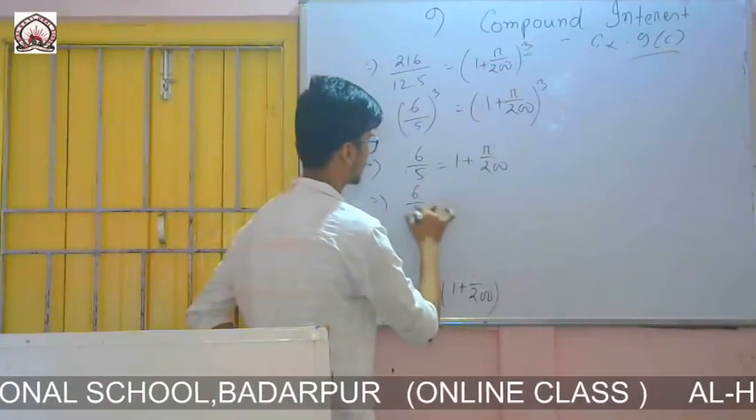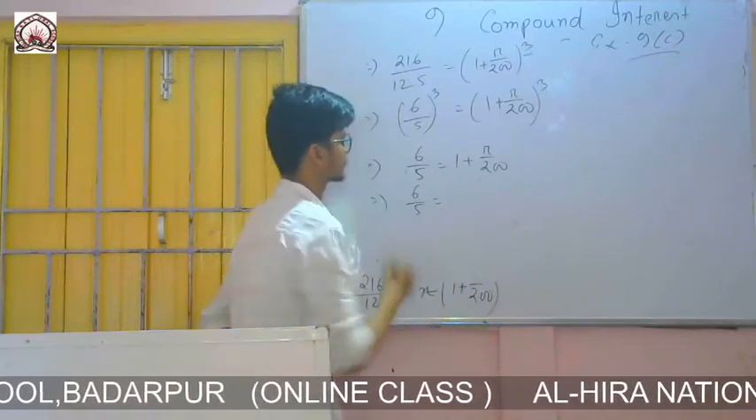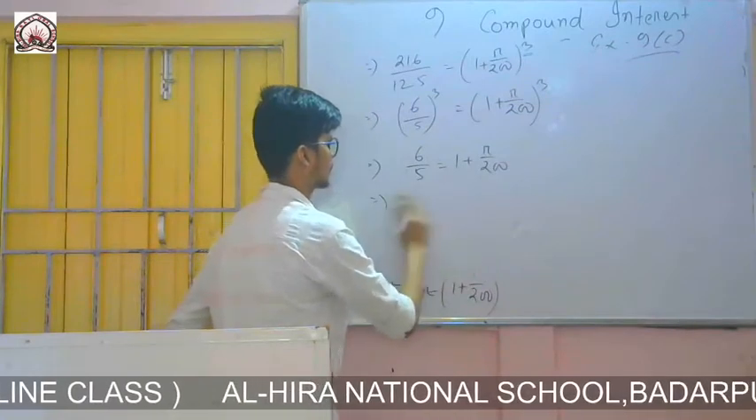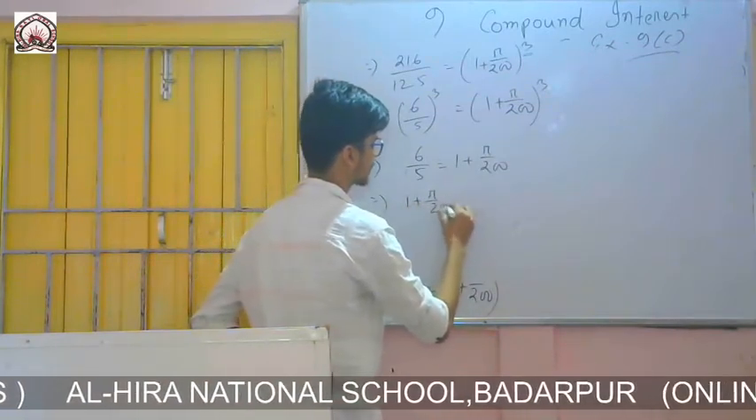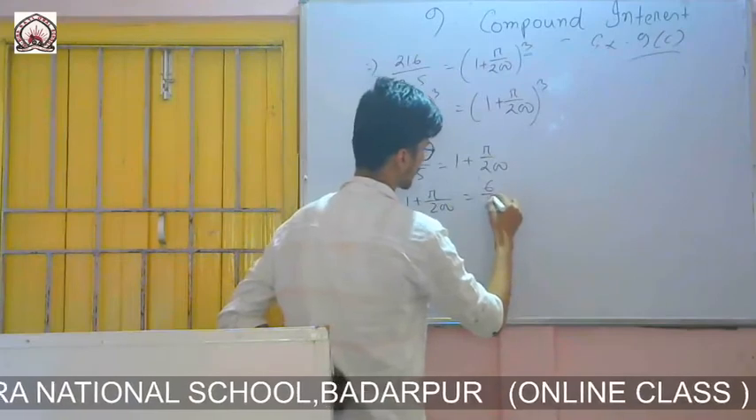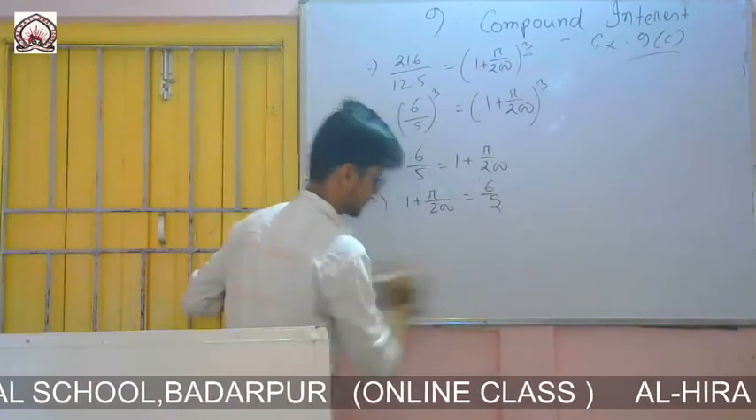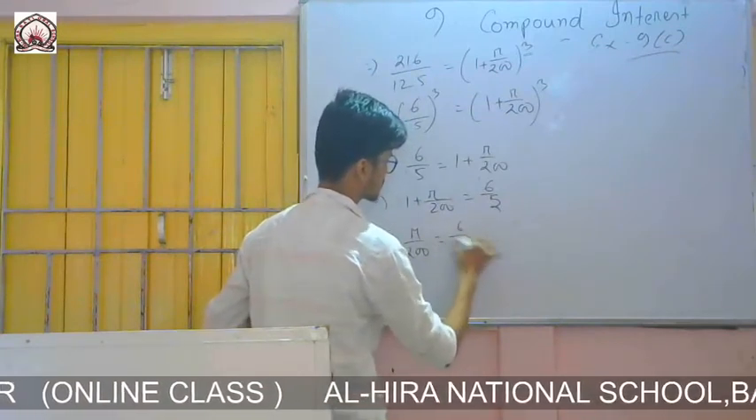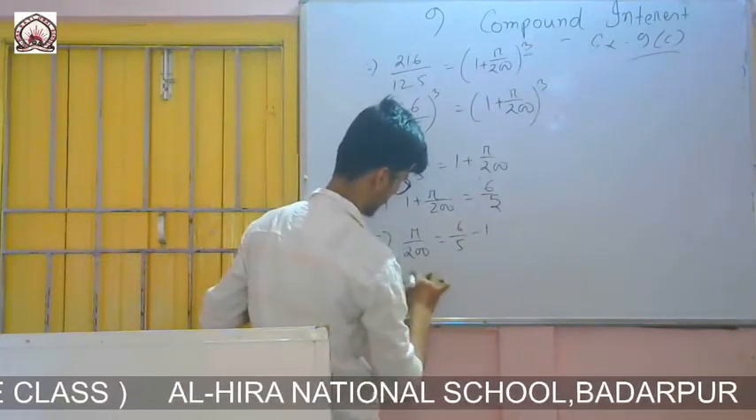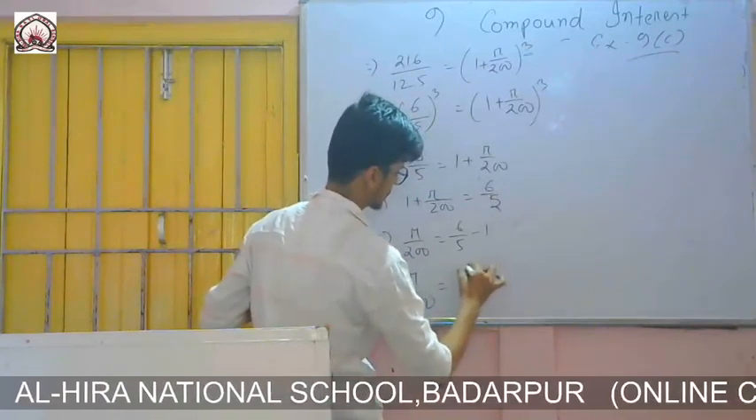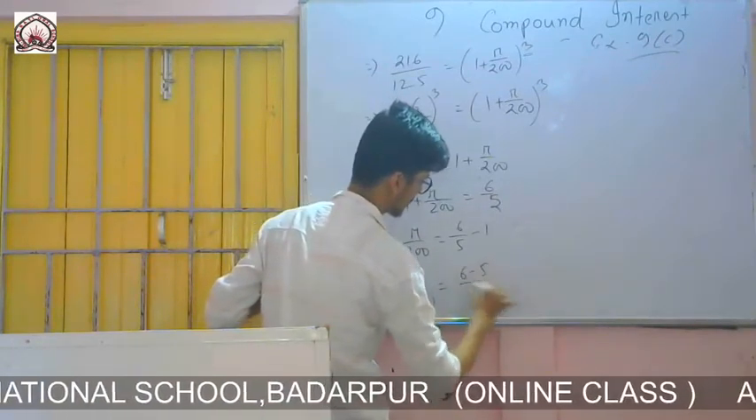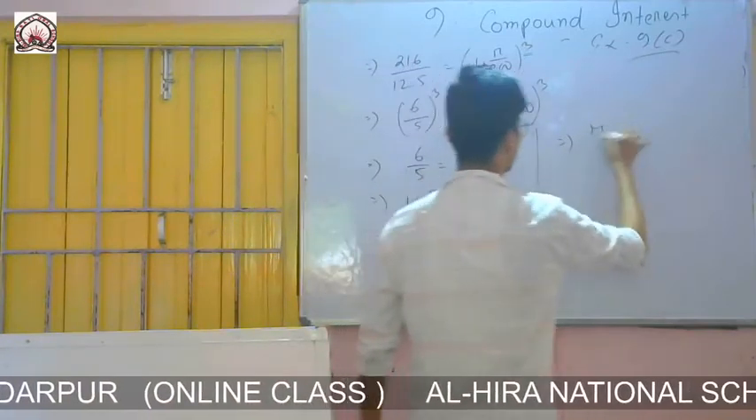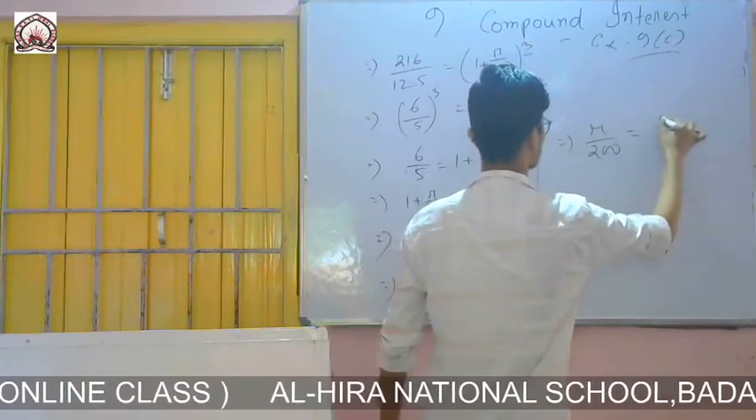It will be 6 by 5, and there it is 1 plus R by 200. First of all, you change the side: you write 1 plus R by 200 on this side, and there you write 6 by 5. Now it will be easy to transform. You see, R by 200 on this side left, 6 by 5 minus 1 equals R by 200. If I take the LCM 5, it will be 5 minus 5, which equals R by 200 equals 1 by 5.